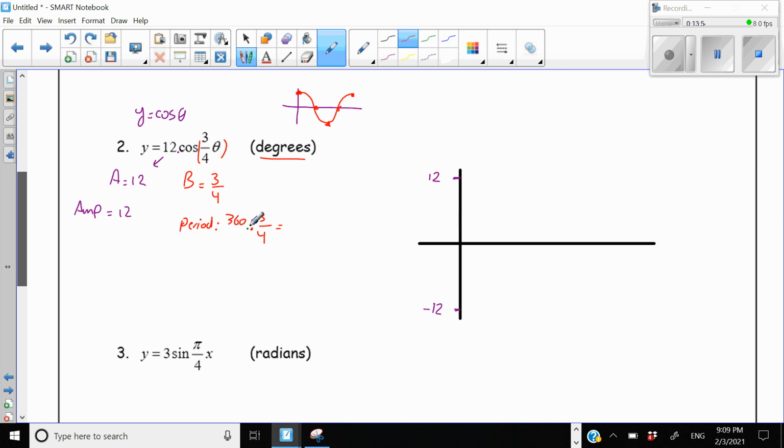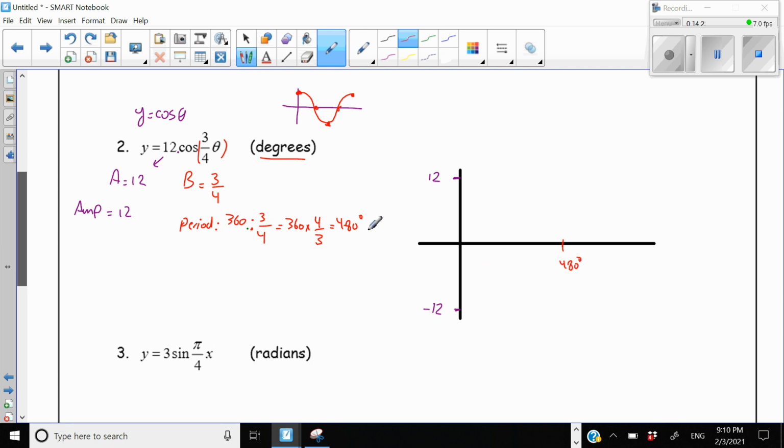Okay, so 360 divided by 3 over 4 is 360 multiplied by 4 over 3, and then it's going to be equal to 480 degrees. So my new period is 480 degrees. So I know that one cycle of my function, which is one period of the function, is 480 degrees.